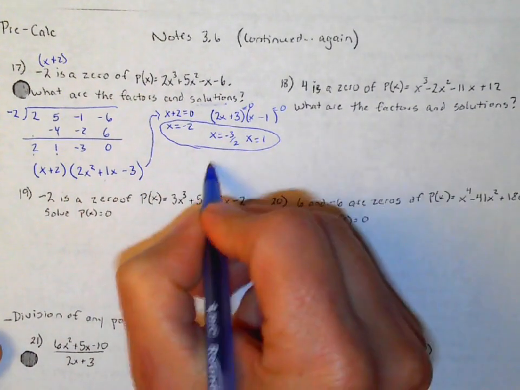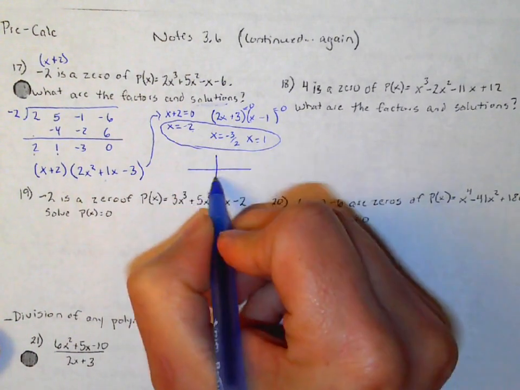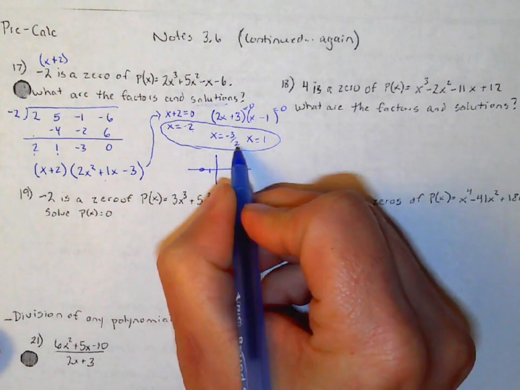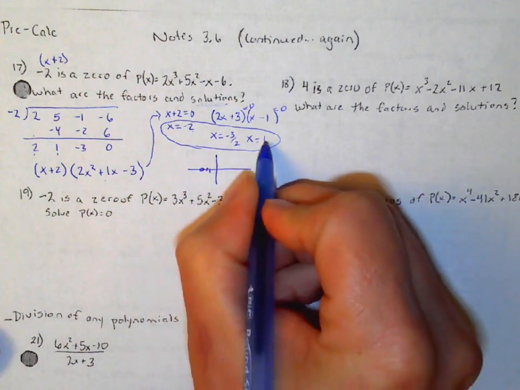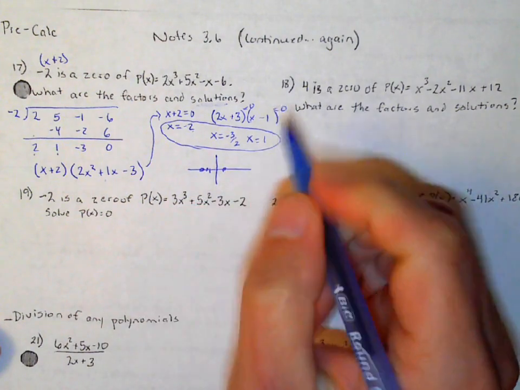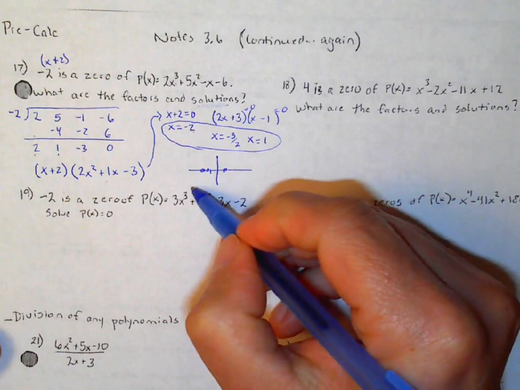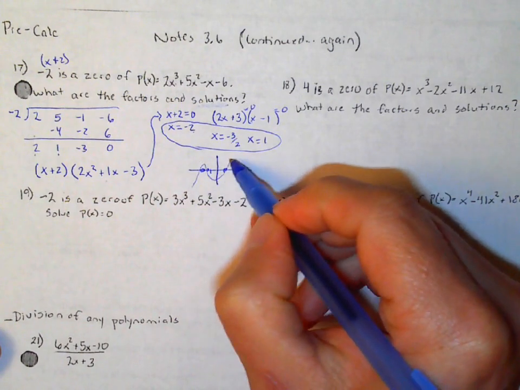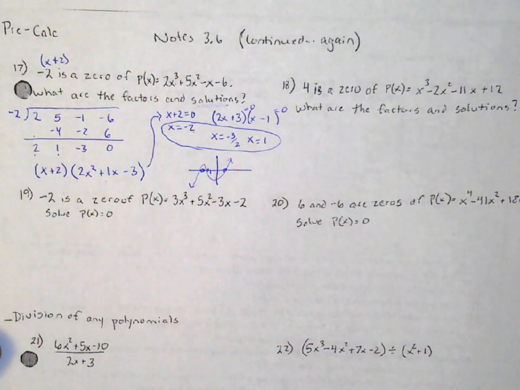Now to double check yourself, you could go on Desmos. I know it should go through at negative 2, at negative 1.5, and at 1. Okay? And I know it's positive x to the third, so our graph should look something like this.